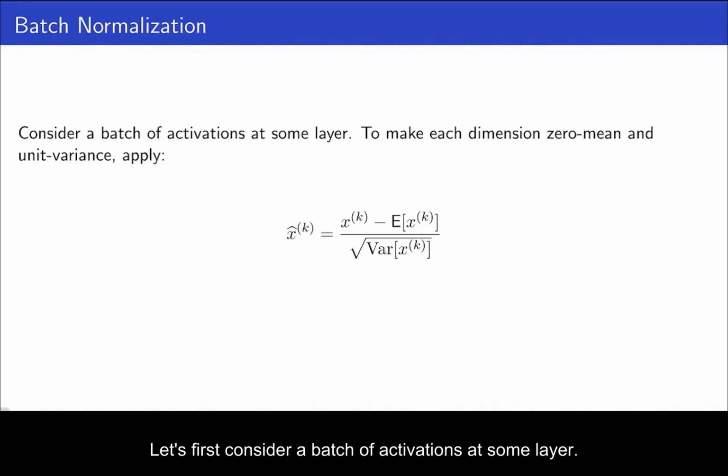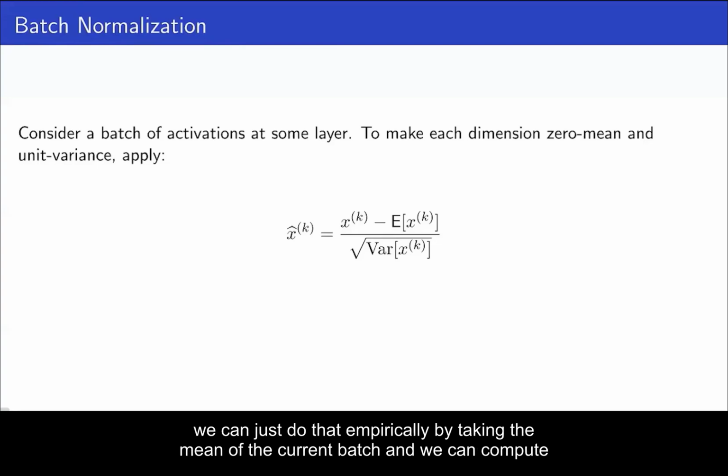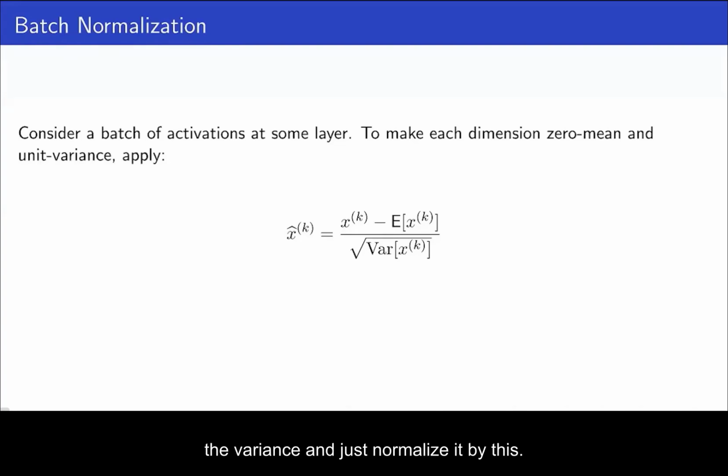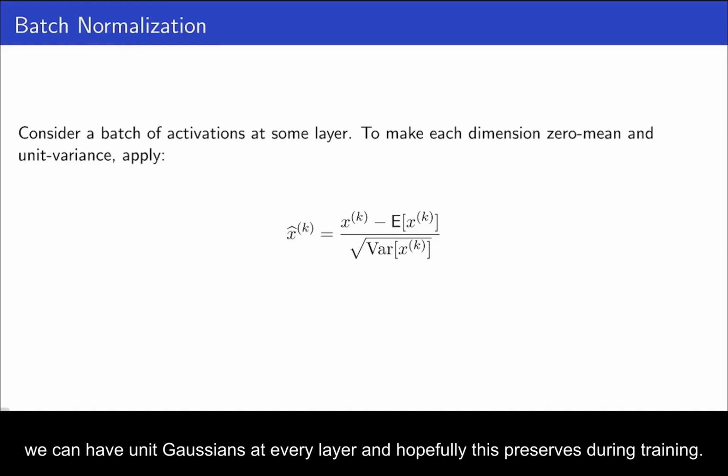Let's first consider a batch of activations at some layer. Now we have all our activations coming out, and if you want to make them unit Gaussian, we can just do that empirically by taking the mean of the current batch, and we can compute the variance and just normalize it by this. So instead of weight initialization, we are setting this at the start of the training so that we can have unit Gaussians at every layer, and hopefully this is preserved during training.